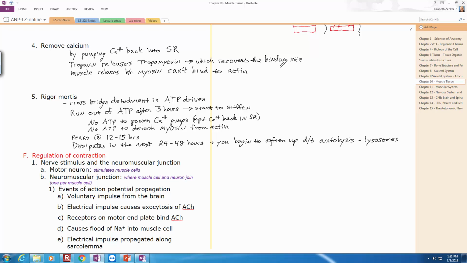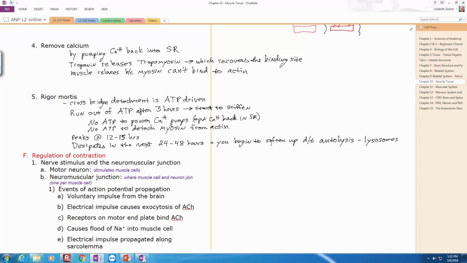If you had contracted, calcium is out of the sarcoplasmic reticulum. If calcium is there, you have a myosin head attached to the actin, correct? And then you would hang on until ATP comes around to make it let go. Yes? So after you have expired, cross-bridge detachment is ATP driven. So if after a time you run out of ATP, you can't do what?